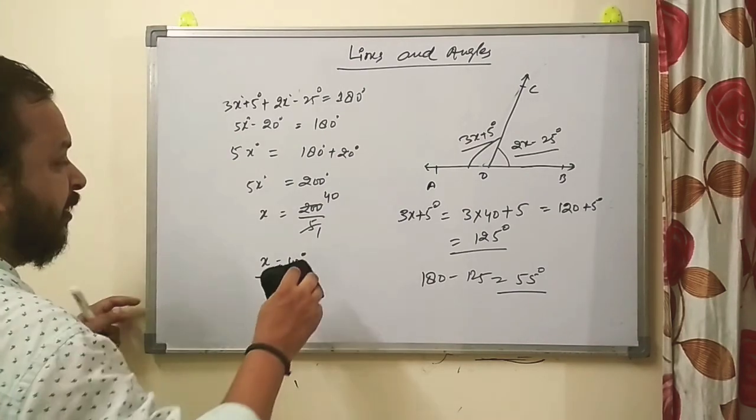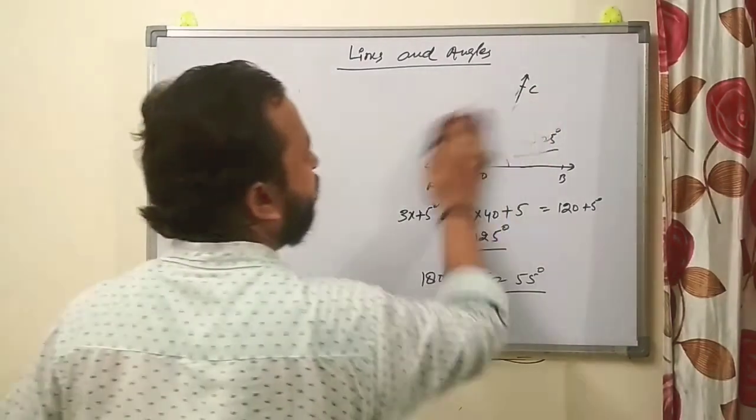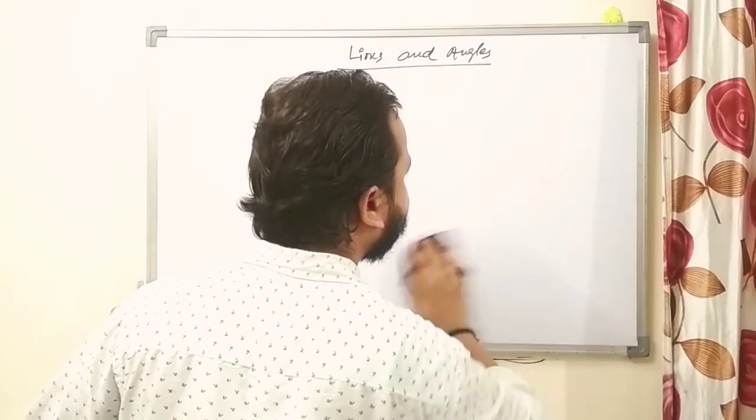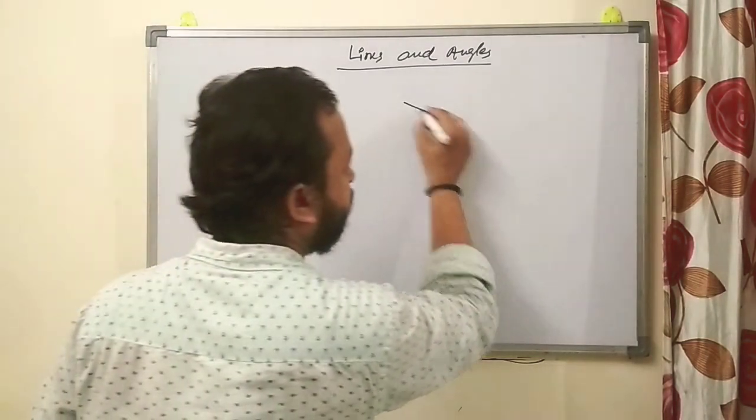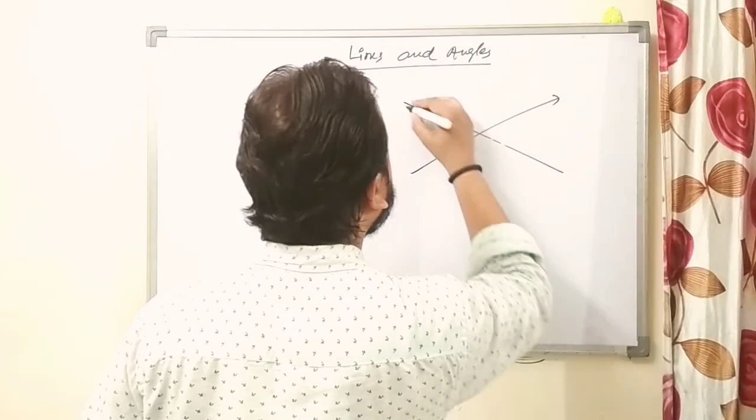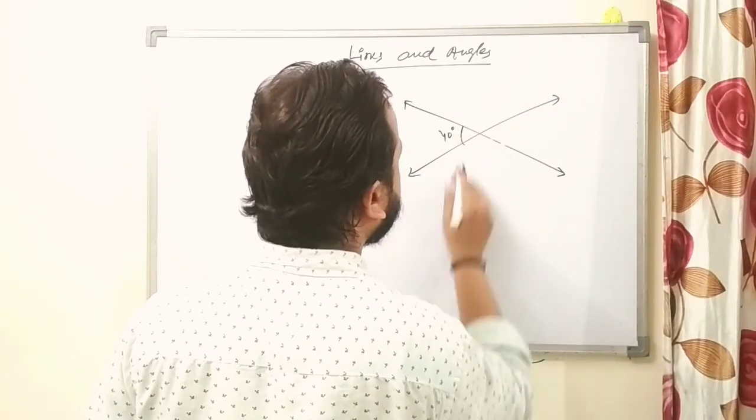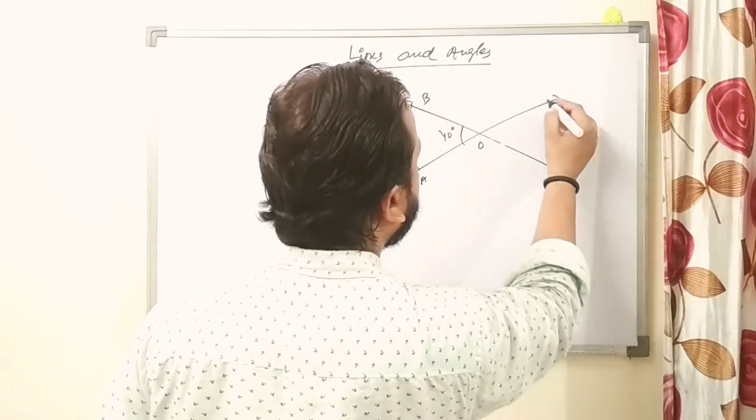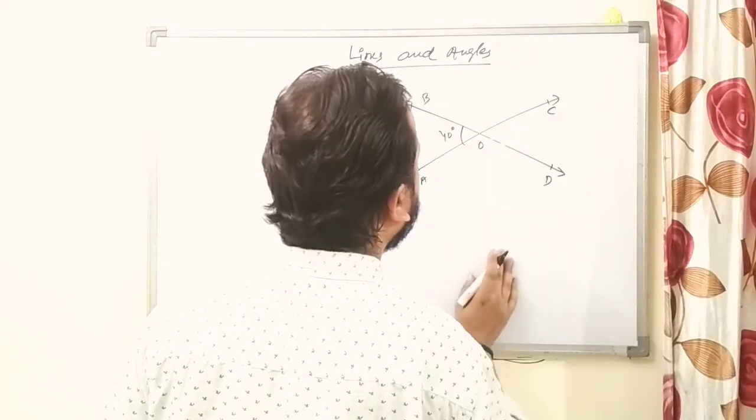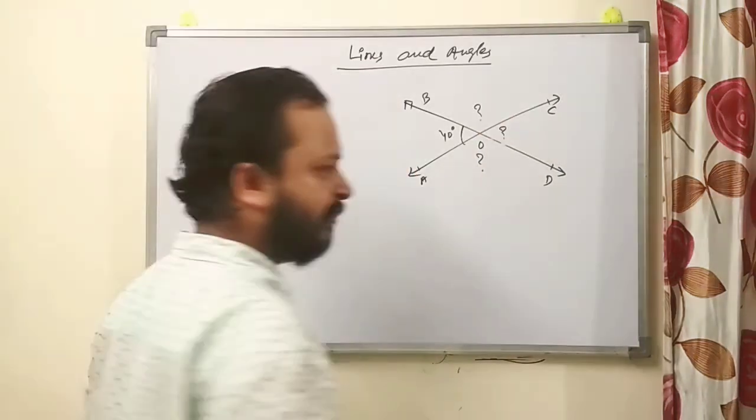And one question I'm taking for the concept of vertically opposite angles. These are two lines, right? Suppose this angle is given as 40 degrees. This is O, A, B, C and D. You have to find out this, this and this, right?